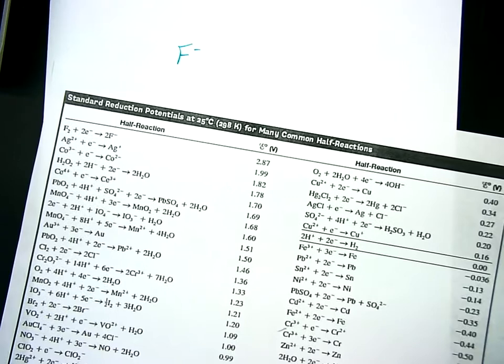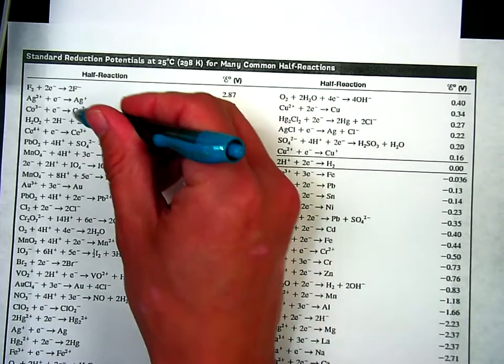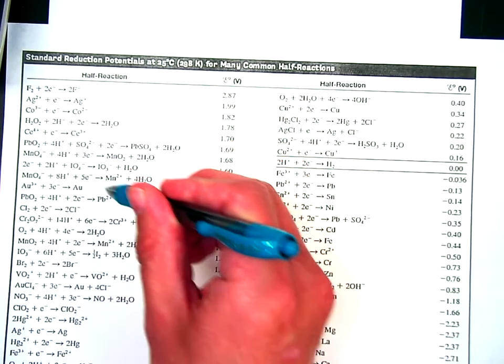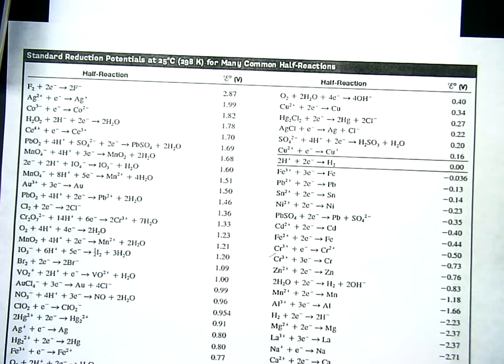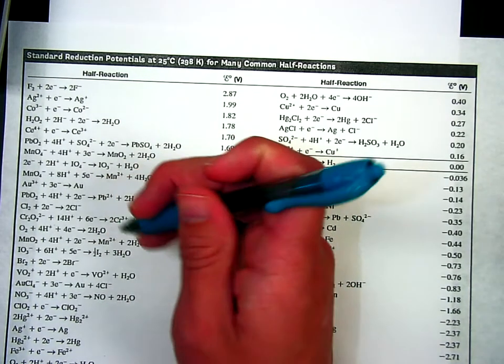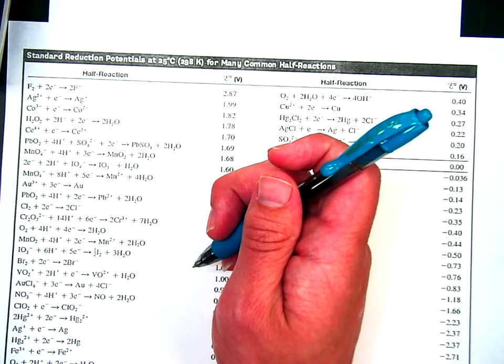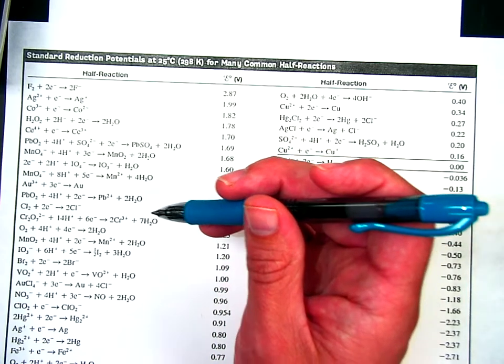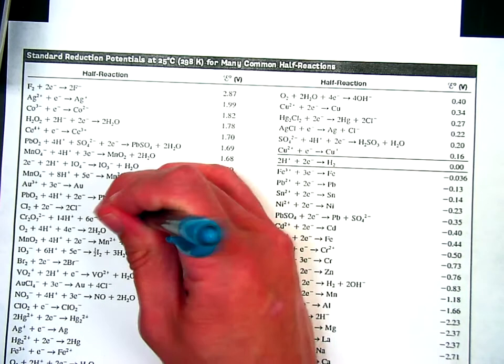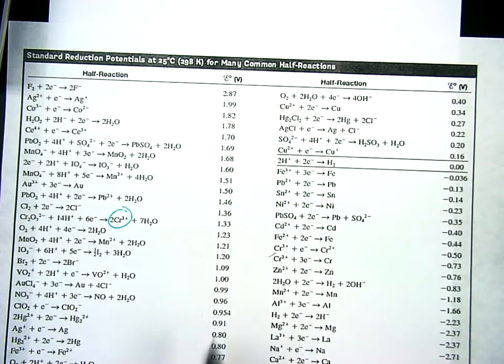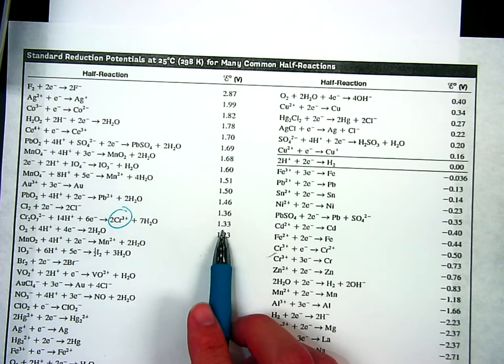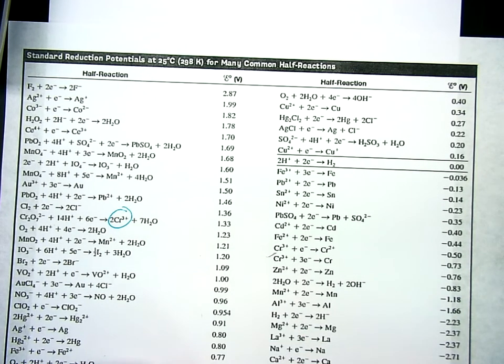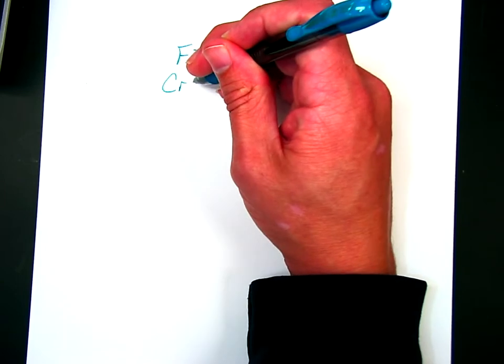As I continue to look, now all I'm doing is looking at the products and waiting until I find another option. The next one I'm going to find is the chromium 3, which is located somewhere, boom, right there, right here at negative 1.33 by switching the sign. So that's the next one in my increasing order.